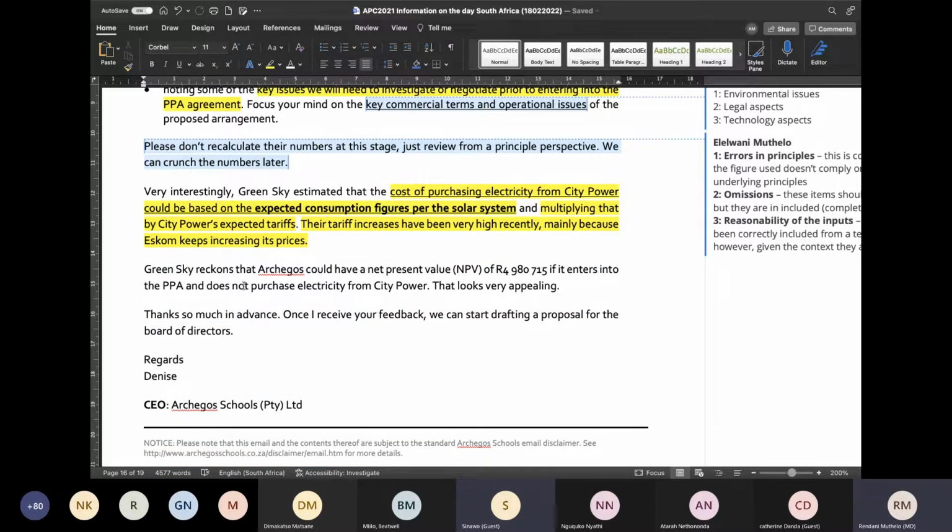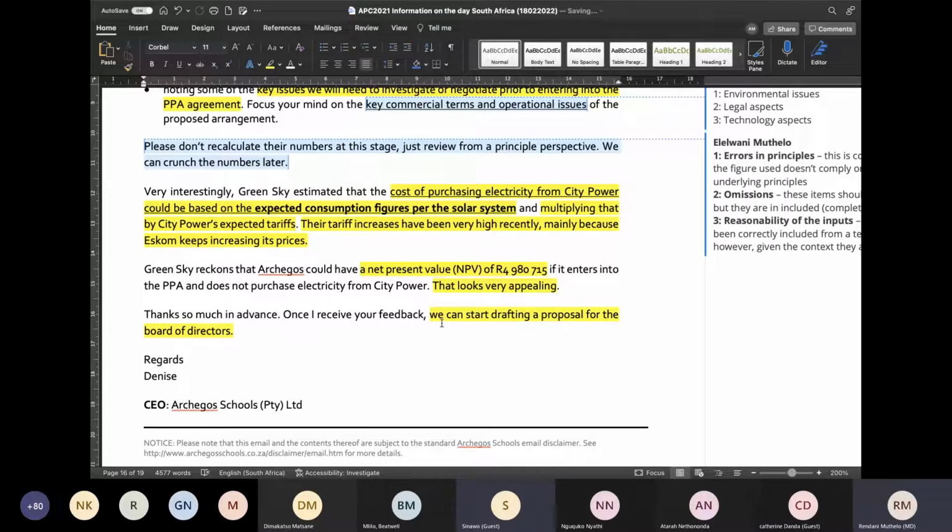Okay, so Green Sky reckons that A could have a net present value of about 5 million if it enters into the PPA and does not purchase electricity from City Power. That looks very appealing. Thanks so much in advance. Once I receive your feedback, we can start drafting a proposal for the board.